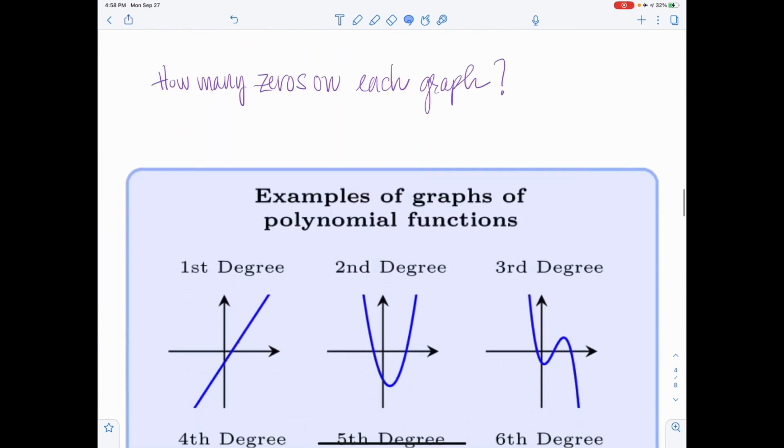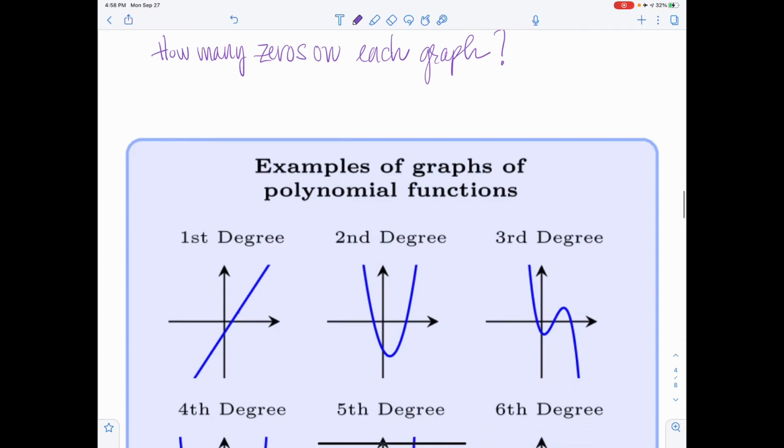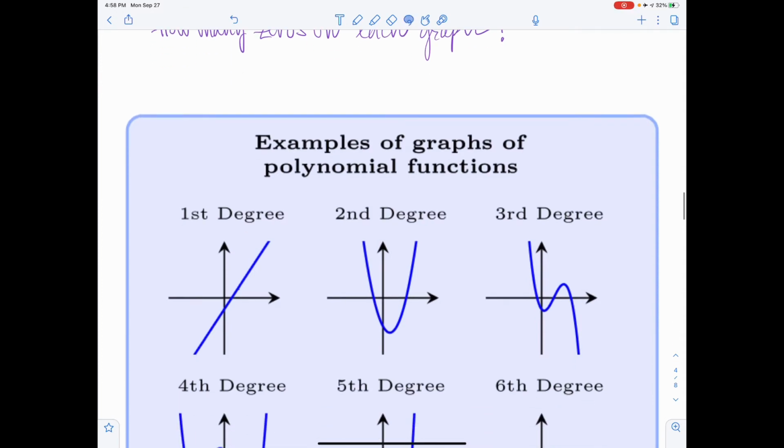Now, I've got a graphic here. This is not in your notes. This is something that I just happened to add. I'm curious if you can tell me how many zeros you find on each graph. Remember that zeros are the same thing as x-intercepts. If my polynomial is a first degree, you notice that there's only one x-intercept. My polynomial is a second degree. You'll notice that on this one I have 2 x-intercepts. Here, third degree, I have 3 x-intercepts.